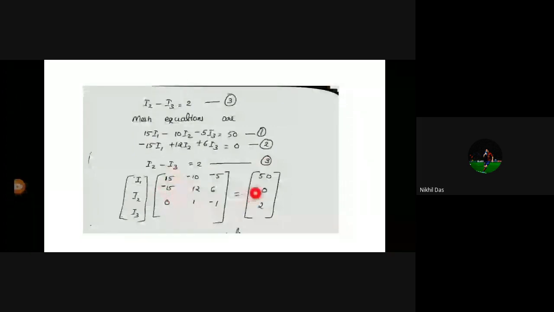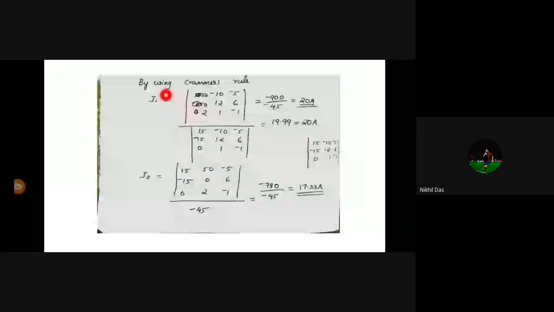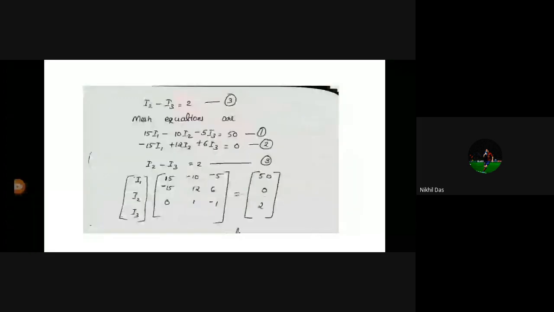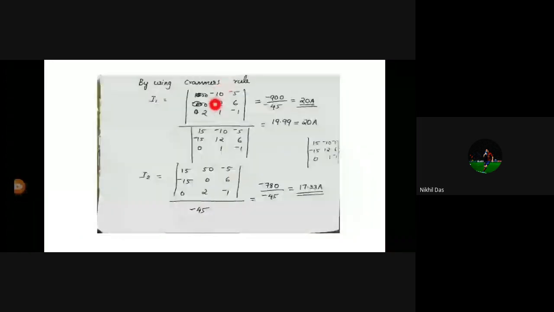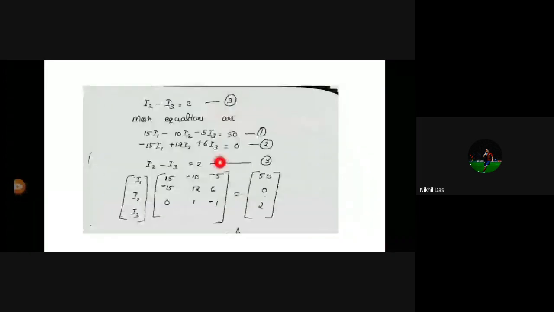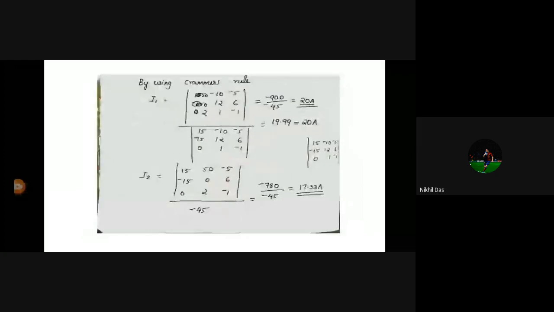So instead of 15 minus 15 0, you are going to write 50 0 2. So you can write I1 equal to 50 0 2. Okay, next is minus 10 12 1. That is equal to minus 10 12 1. Next column is minus 5 6 1. So here you can write minus 5 6 1.